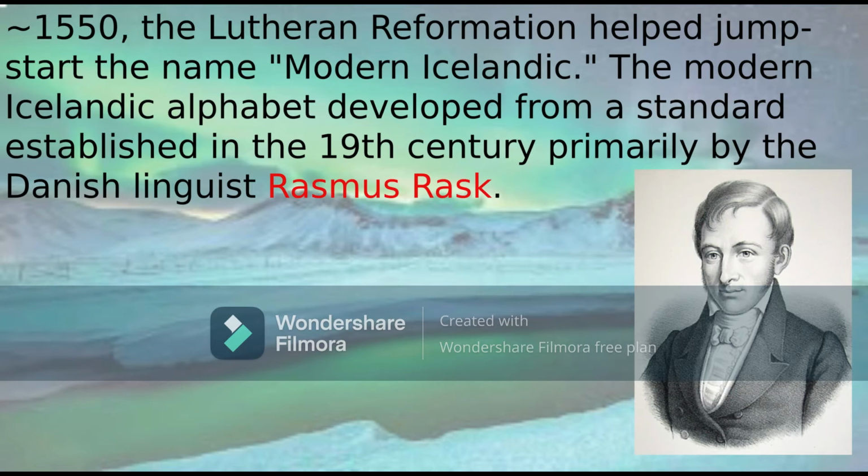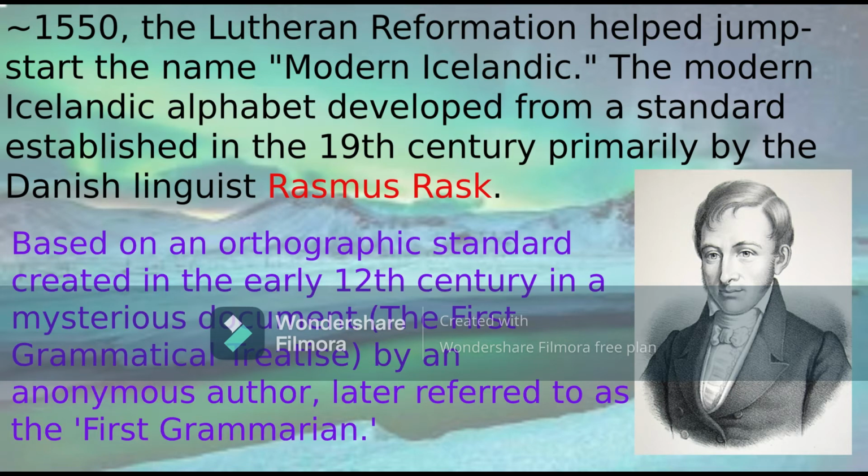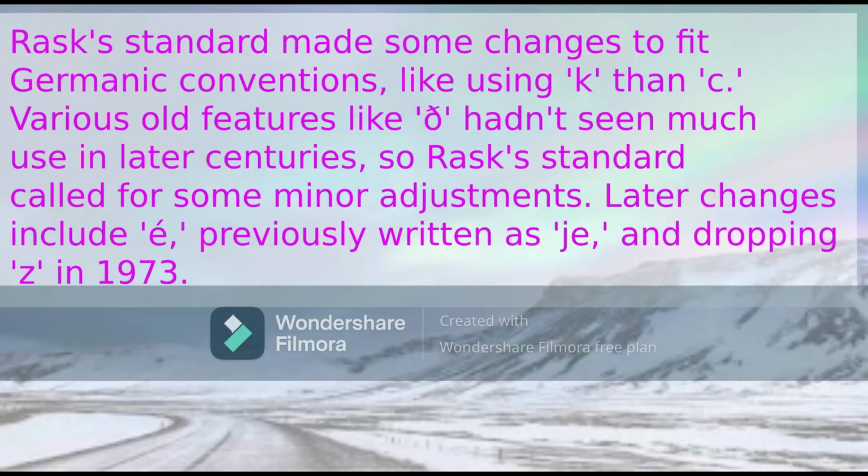The modern Icelandic alphabet developed from a standard established in the 19th century, primarily by a Danish linguist, Rasmus Rask, based on the orthographic standard created in the early 12th century in a mysterious document by an anonymous author later referred to as the First Grammarian. Rask's standard made some changes to fit Germanic conventions, such as using K rather than C. Various old features like eth hadn't seen much use in later centuries, so Rask's standard called for some minor adjustments. Later changes also included dropping Z in 1973 and including E with an acute accent be written as ye or je.